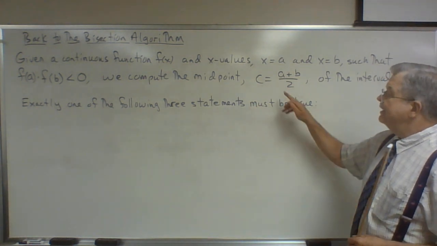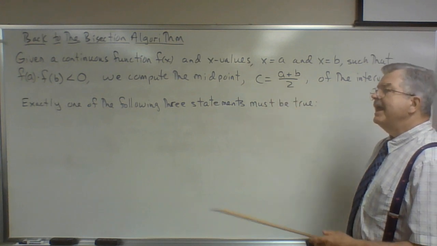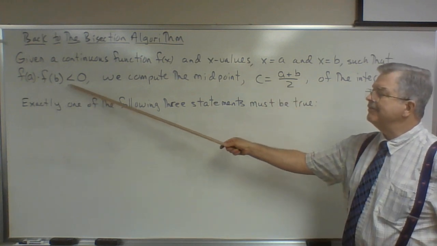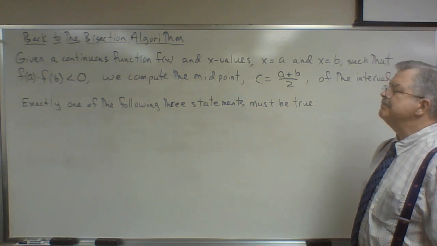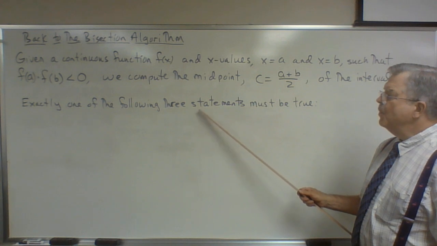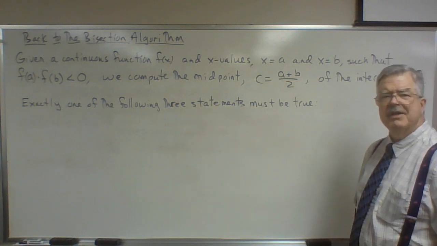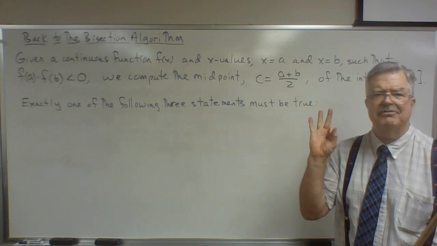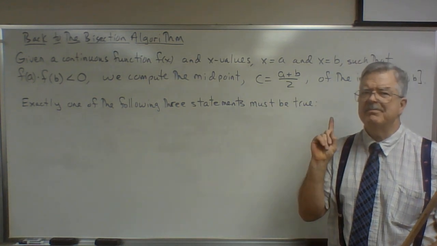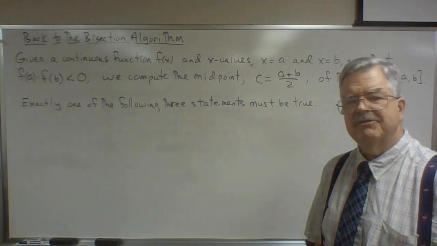Now, given this midpoint and the fact that f of a and f of b are of opposite sign, exactly one of the following 3 statements must be true. There are 3 possible cases. One of them has to be true. Let's look at it.